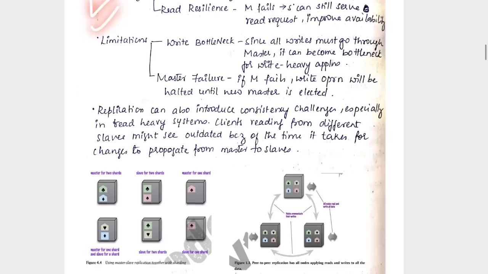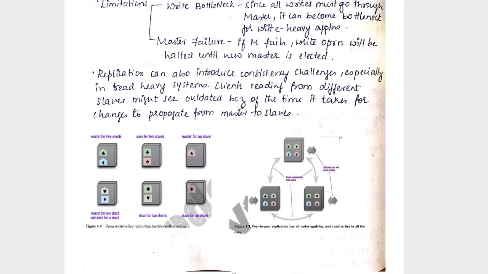Next, replication can also introduce consistency challenges, especially in read heavy systems. Clients reading from different slaves might see outdated data because of the time it takes for changes to propagate from master to slaves.